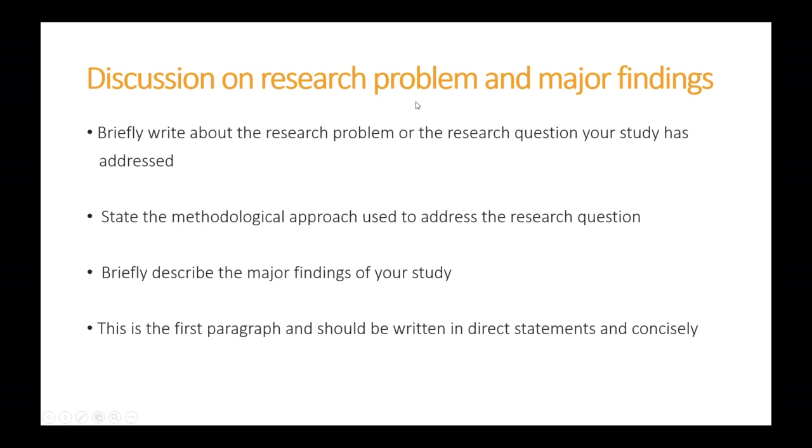So, discussion on research problem and major findings. We need to briefly write about the research problem. So at the beginning of the discussion section, we should just briefly restate that this is what we were working on and this is what we found, and further go on and state the methodological approach which was used to address this specific research question, and I will show you examples of this further, and also briefly describe the major findings.